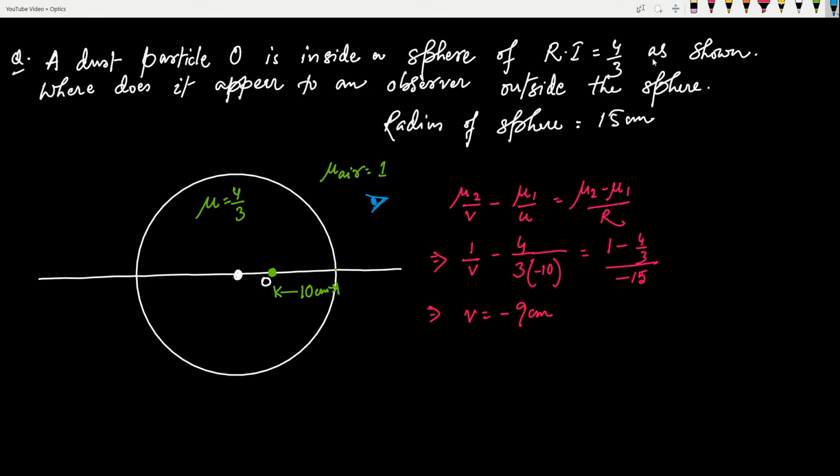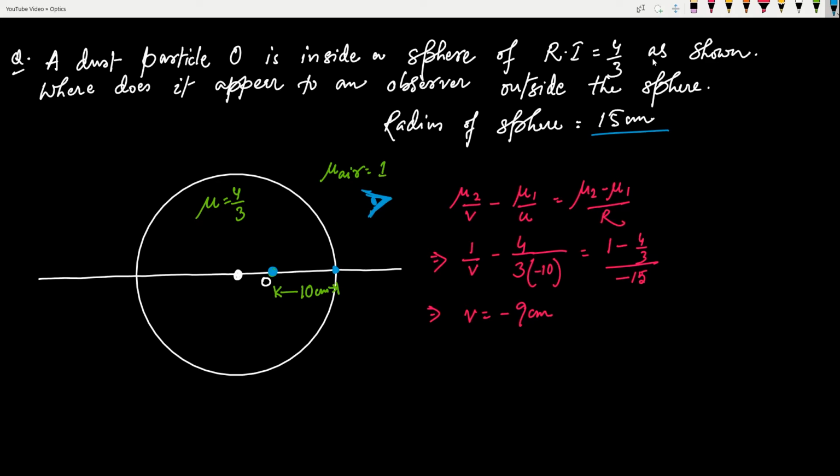Okay, so let's see. A dust particle O is inside a sphere of refractive index 4/3 as shown. Where does it appear to an observer outside the sphere? So this is the dust particle O. It is at 10 centimeter from this point, and the radius of the sphere is 15 centimeter. This is our observer.